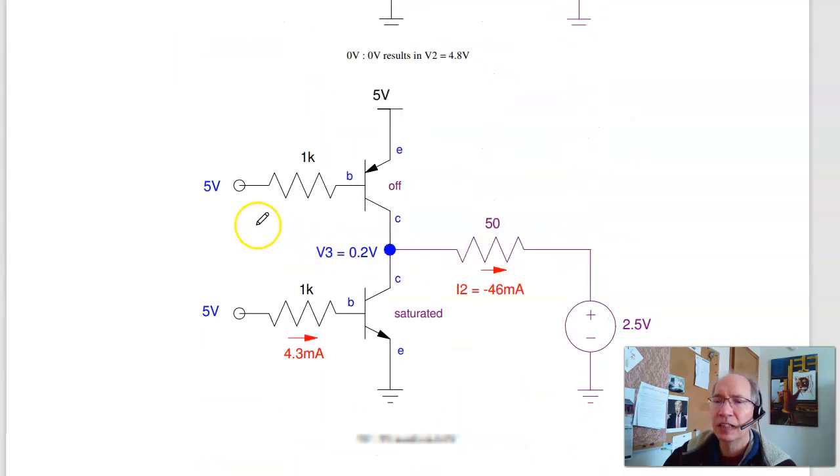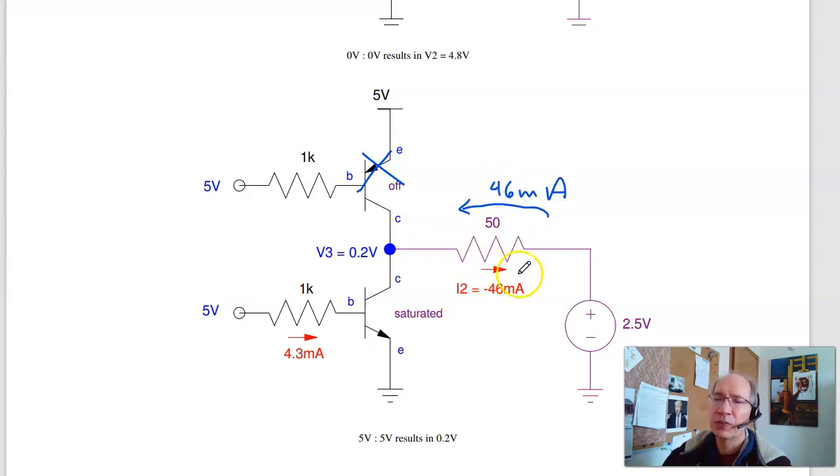And the second case, when these are 5 volts, there's no potential across this diode, that transistor turns off. I've got 5 volts across this diode, it turns on, and I've got 4.3 milliamps at the base. If beta is 100, that allows 430 milliamps to flow. I am only trying to push 46 milliamps this way. So 2.5 minus 0.2, 2.3 volts at 50 ohms is 46 milliamps flowing right to left, or minus 46 milliamps flowing to the right.